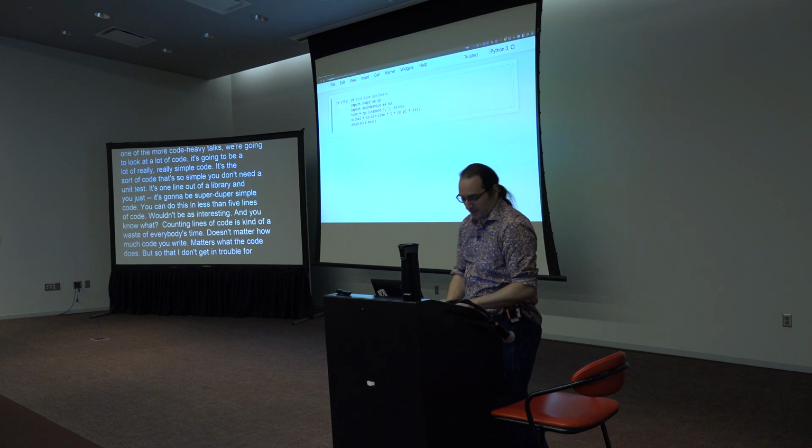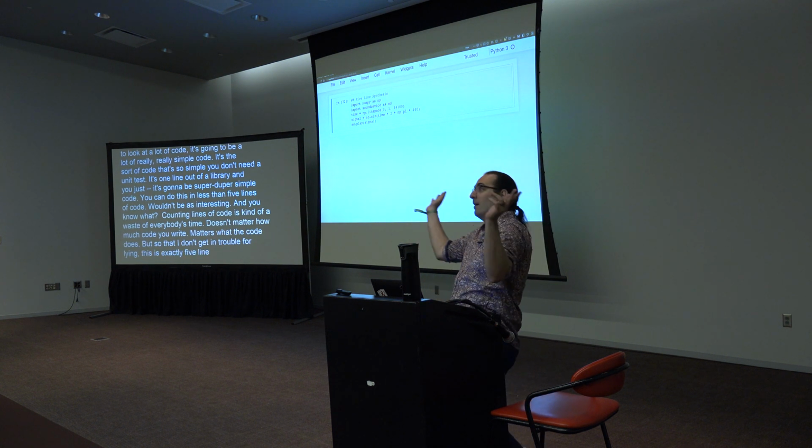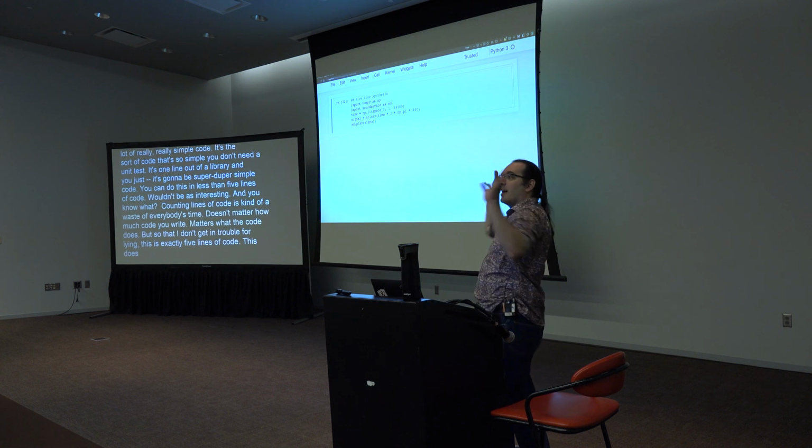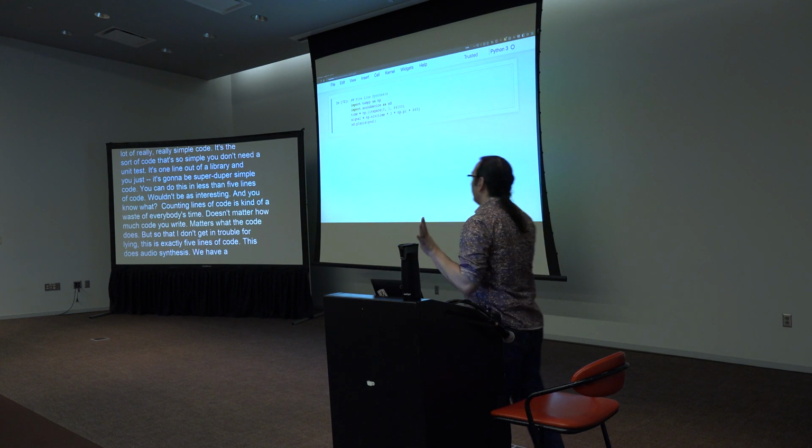This does audio synthesis. So we have a 5-line synthesizer. I didn't lie to you at all, okay?